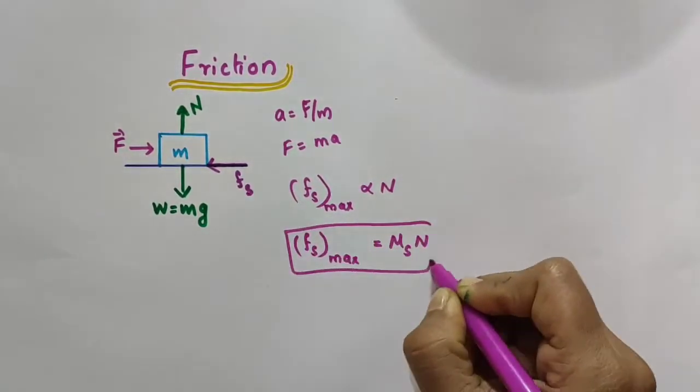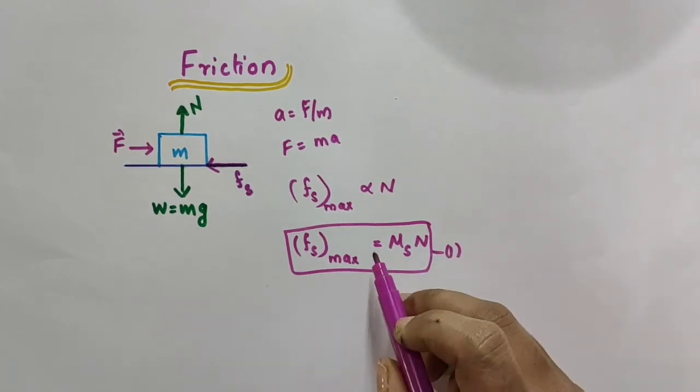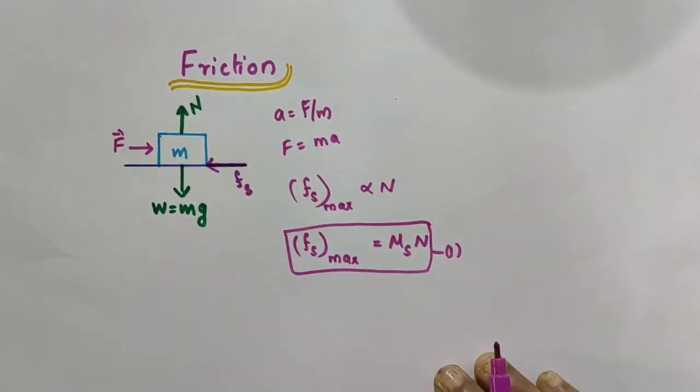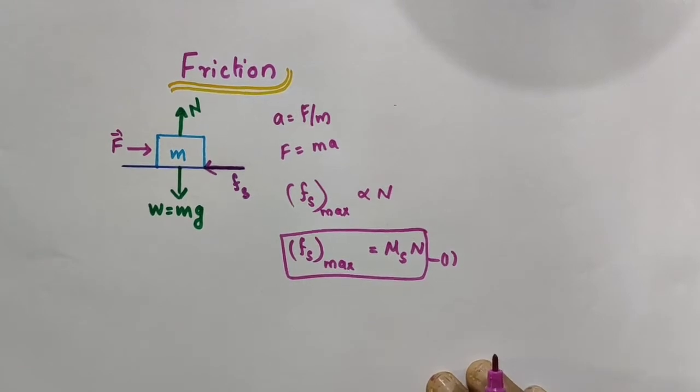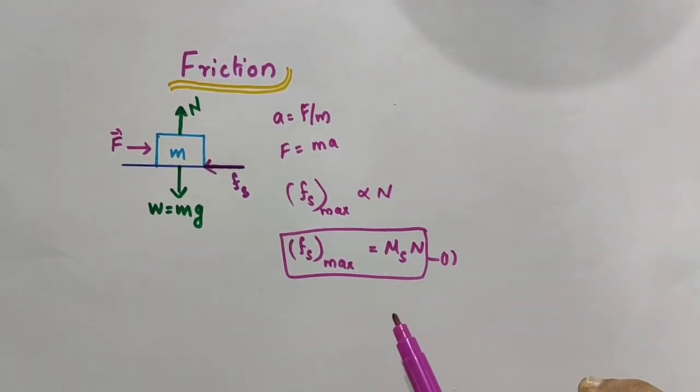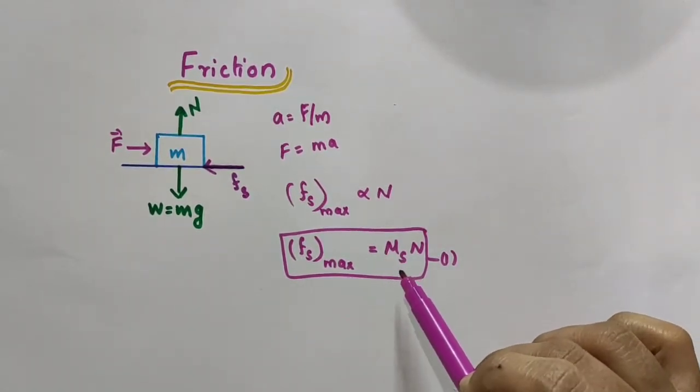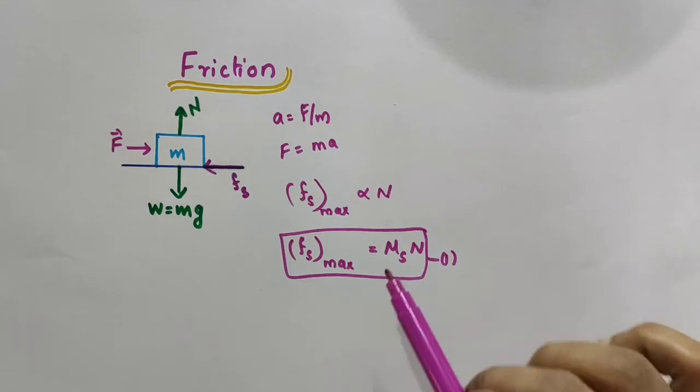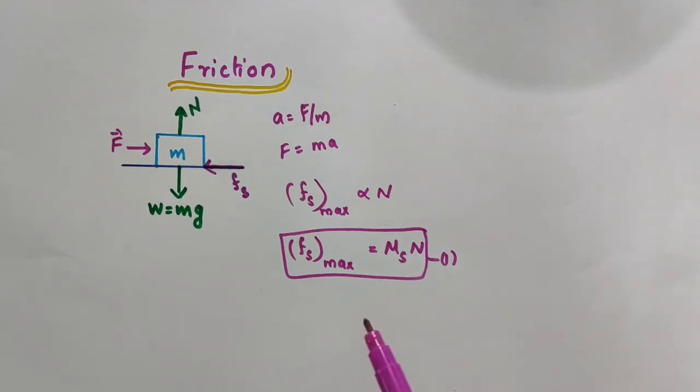I am taking this as equation number 1, and here mu s is a constant of proportionality called the coefficient of static friction. The coefficient of static friction, mu s, depends only on the nature of the surfaces in contact, whether it is smooth or rough, like that.